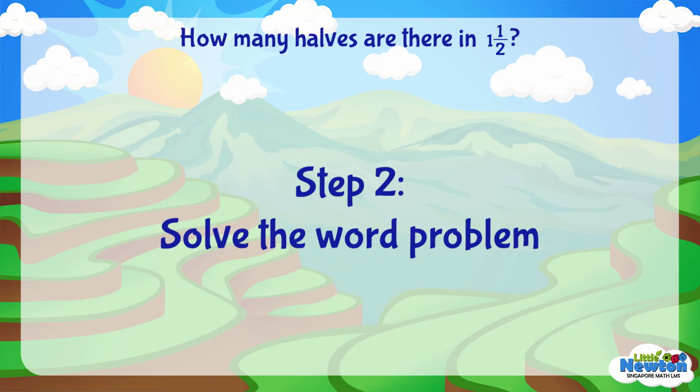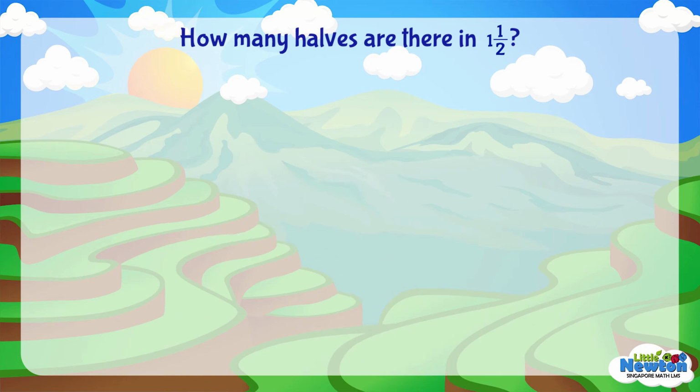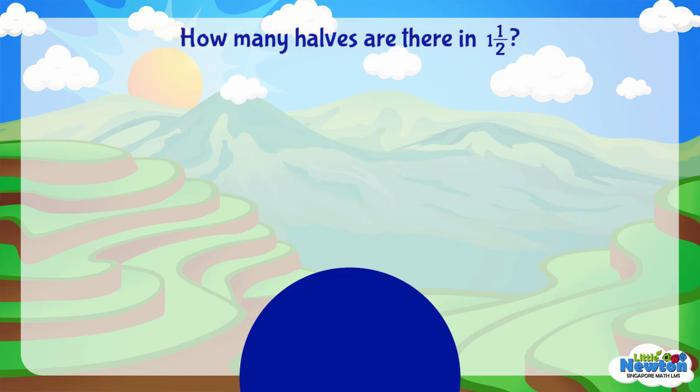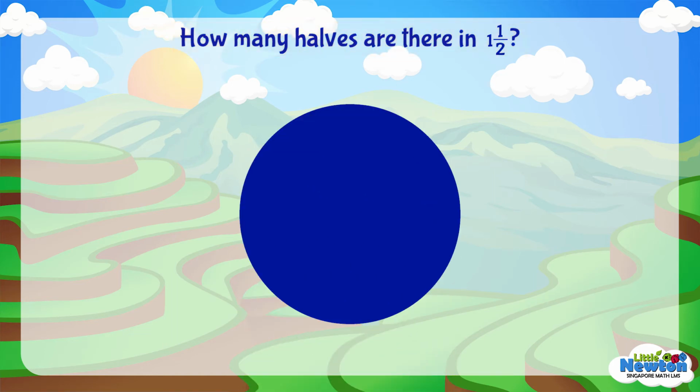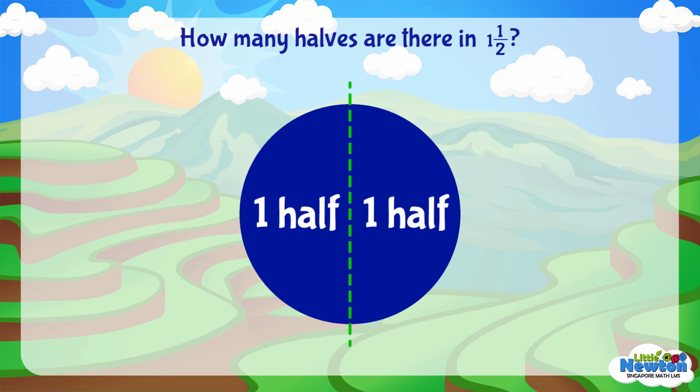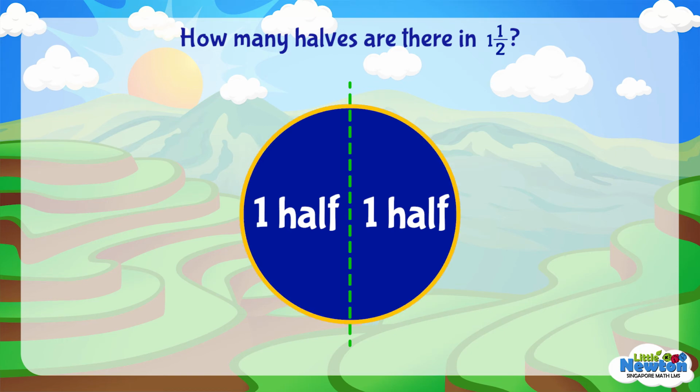Alright, now that we've understood the question, let's move on to solve this word problem. How many halves are there in 1 1/2? Let's use a circle to represent one whole. As seen earlier, we can now divide one whole into 2 equal parts. Can you see that each part represents 1/2? Can you also see that 2 halves make one whole?